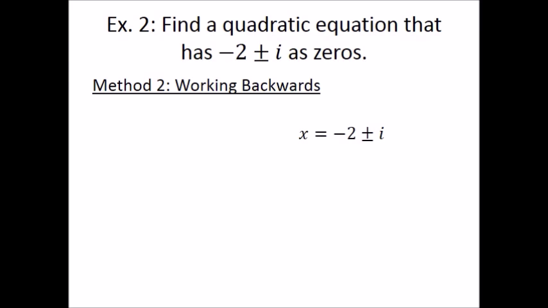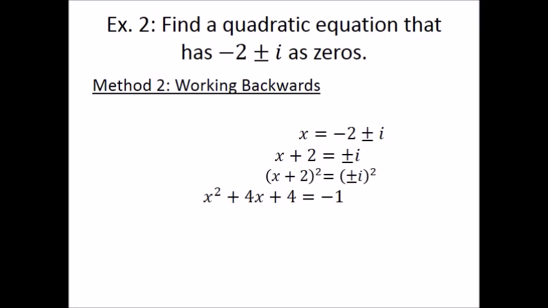Start with an equation stating that x is equal to negative 2 plus or minus i. Now I'll gradually move terms to the left side until the right side becomes 0. Add 2 to both sides, square both sides, and then subtract to make the right-hand side 0. The quadratic equation, again, as in method 1, is x squared plus 4x plus 5 equals 0.